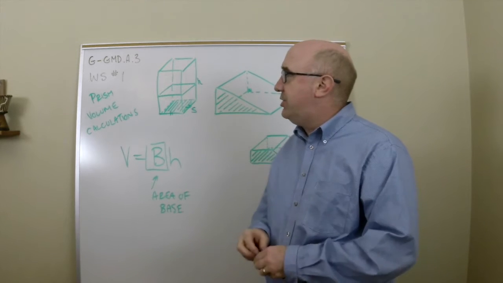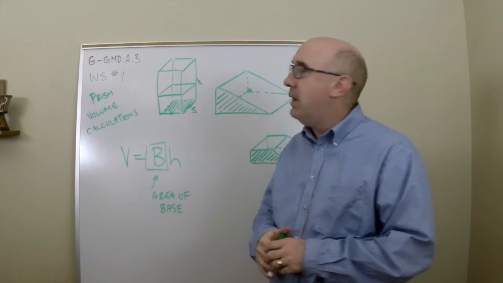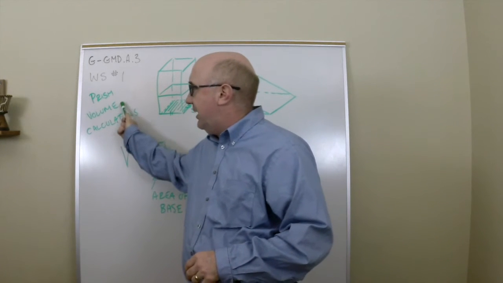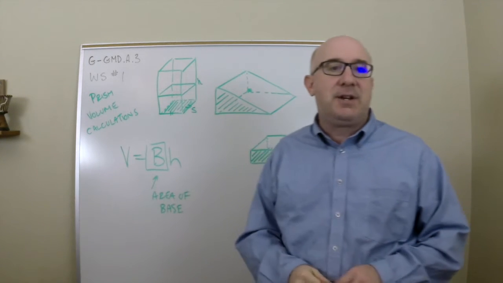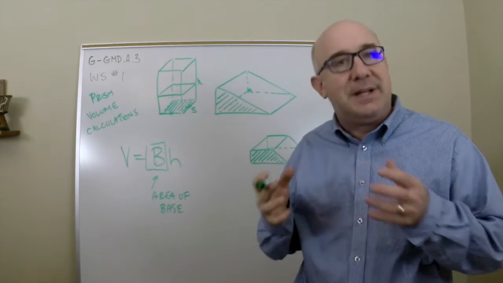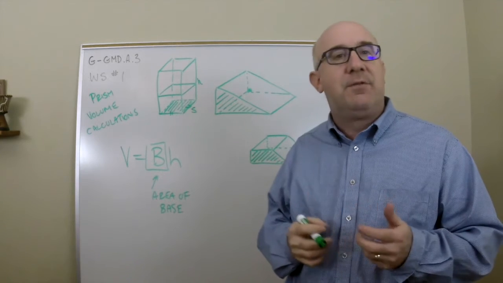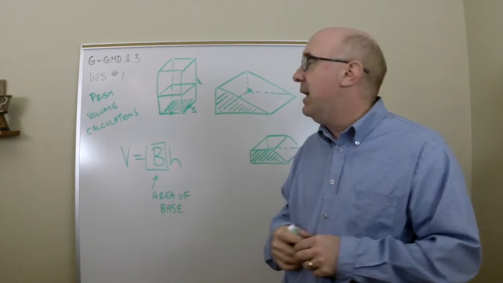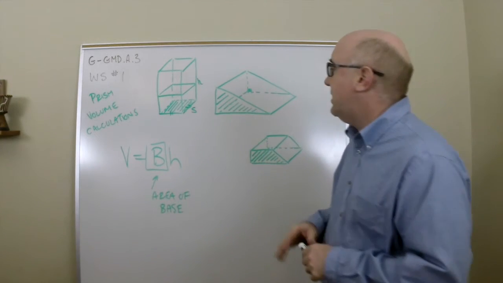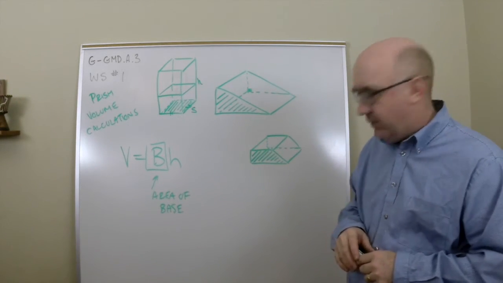Alright, let's take a look at G-GMD.A.3. This is worksheet 1 and deals with prisms in particular and their volumes and the calculation thereof. So the earlier objectives were about developing the formulas to use, where they come from, how we use them. This is mostly just the doing, the calculating. But let me just speak about prisms for a minute.